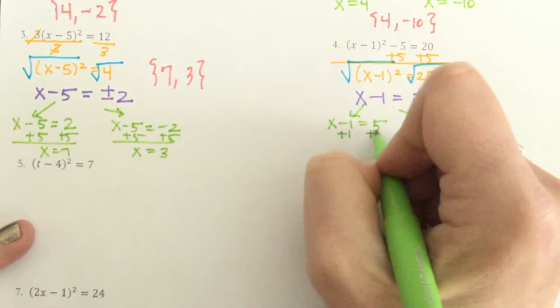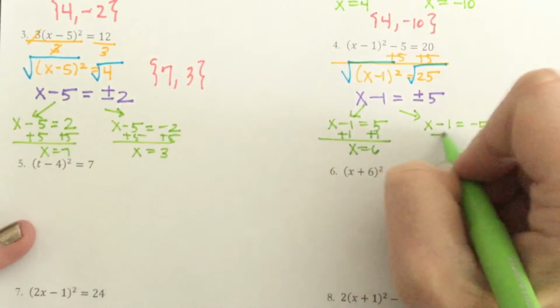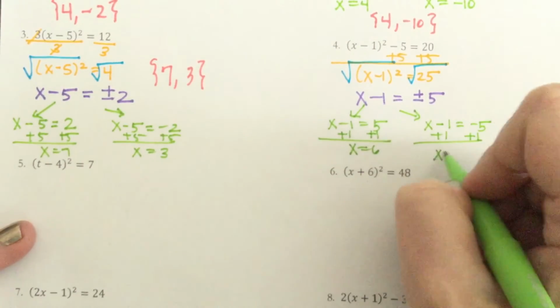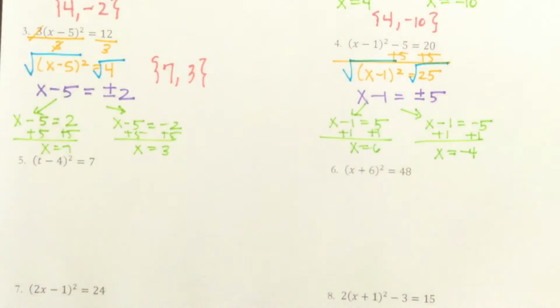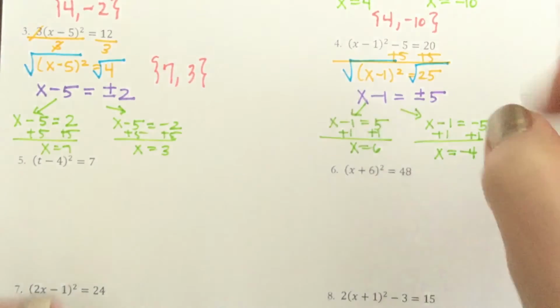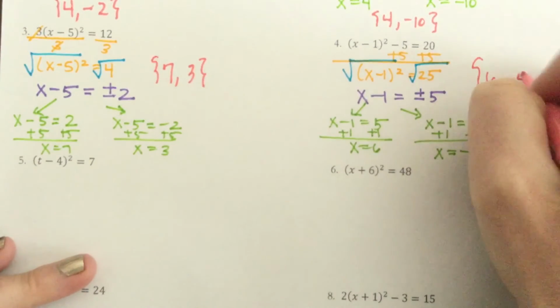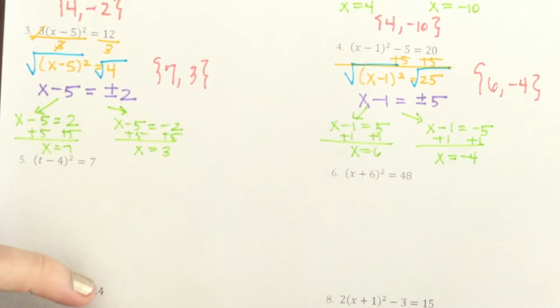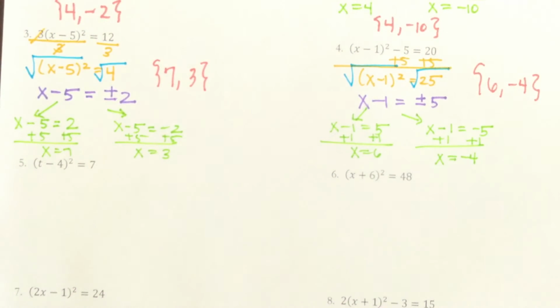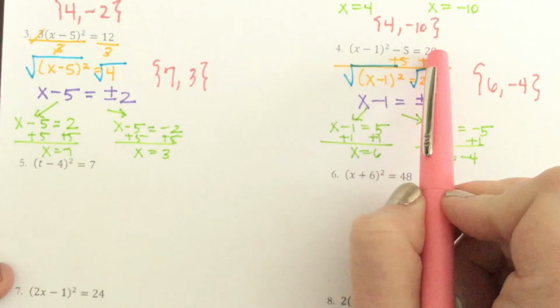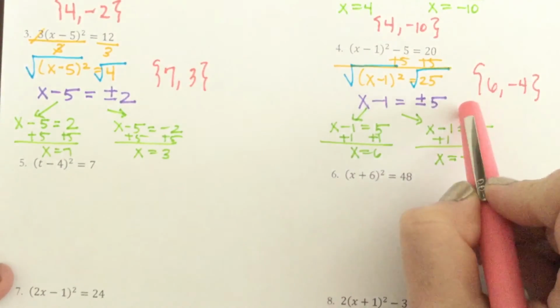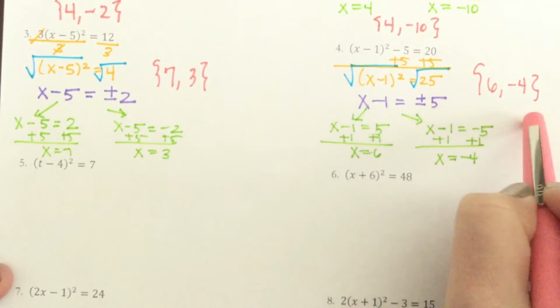Adding 1 on this one gives me that x is 6. Adding 1 on this one gives me that x is equal to negative 4. So we have two solutions here. One is 6 and one is negative 4. Those are the only two numbers that will both make this equation true. Also, these are the two places the line crosses the x-axis.